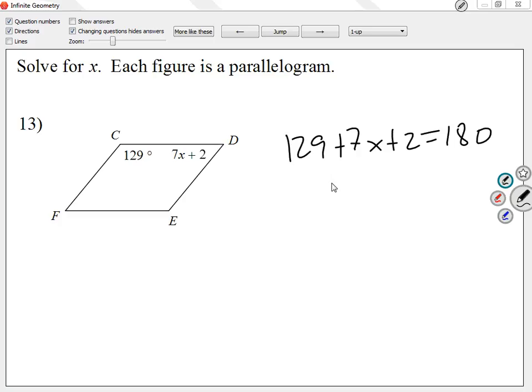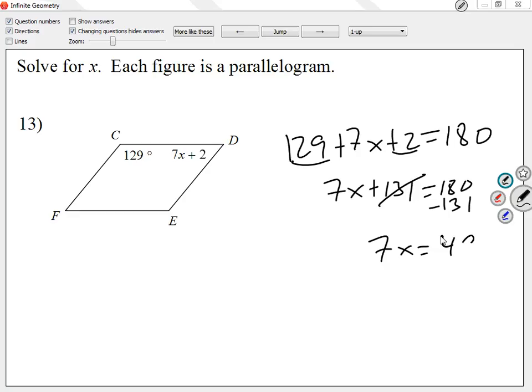So we have 7x plus 131 is equal to 180. The 131, because I simplified 129 plus 2. That's where the 131 came from. When I have a positive 131, I move it to the right as a negative 131. So I have that 7x is equal to 49. Divide both sides by 7. And x is equal to 7.